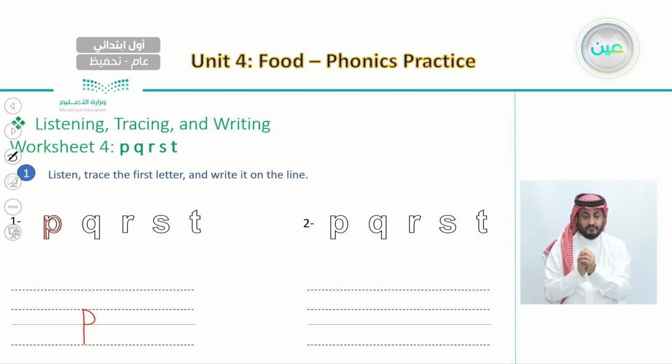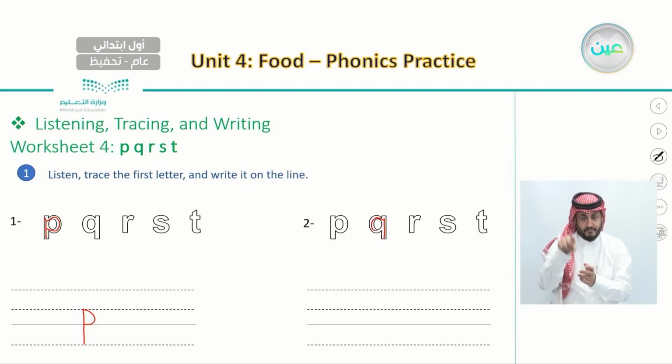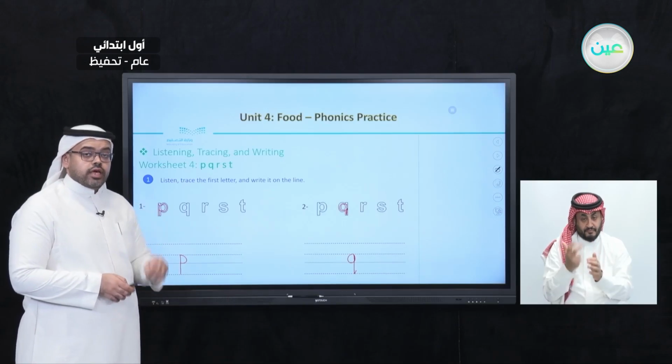So number 2, the letter is Q. So here we go to letter Q, and we start to trace letter Q like this. And after this, we go here on the line and start writing down the letter Q. Letter Q.